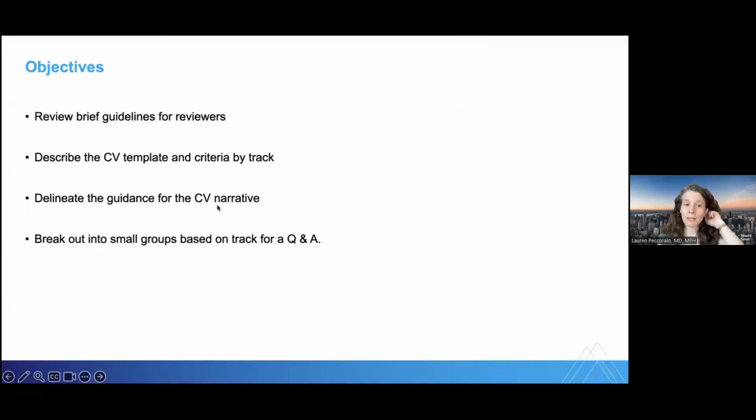What we're going to be talking about today are, before the CV, reviewers, because that comes up a lot. Then we're going to talk about the CV template and criteria by track. We'll delineate the guidance for the CV narrative. And then we will have some time, about 20 to 25 minutes, to break up into small groups for a Q&A.